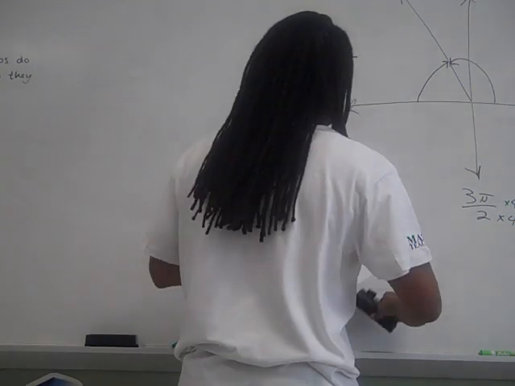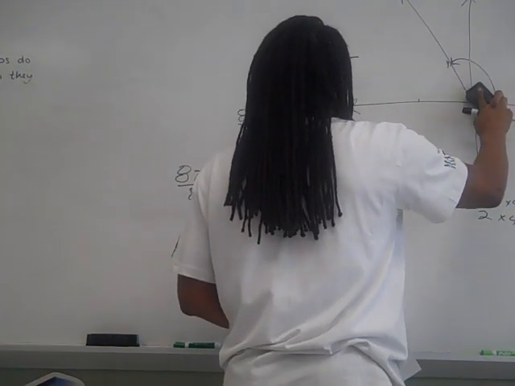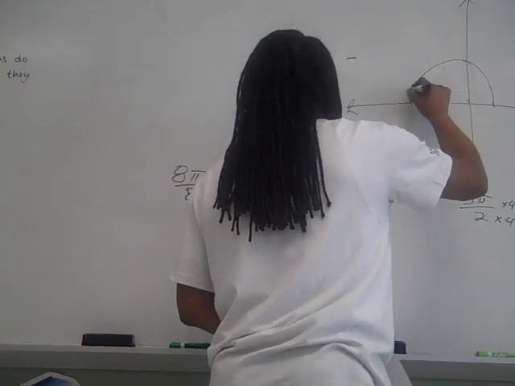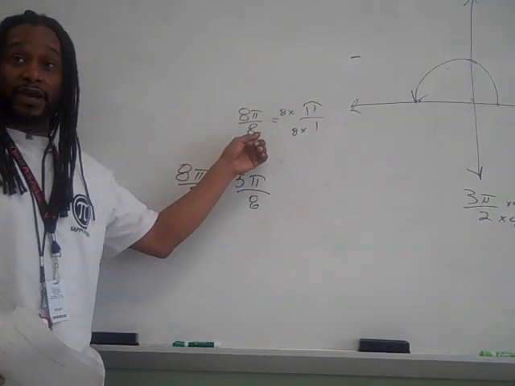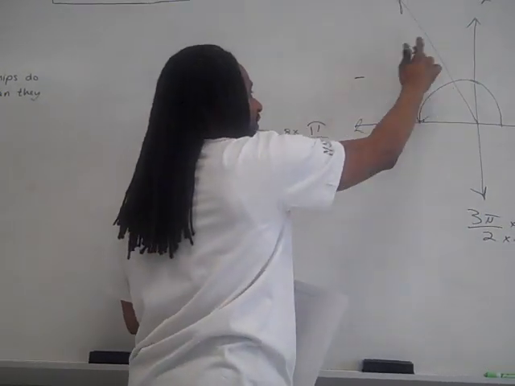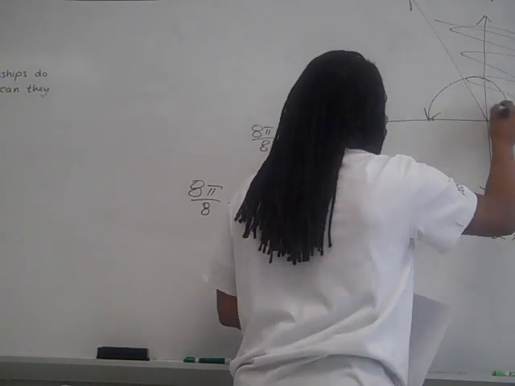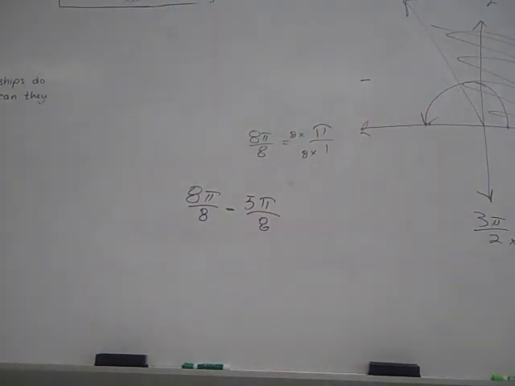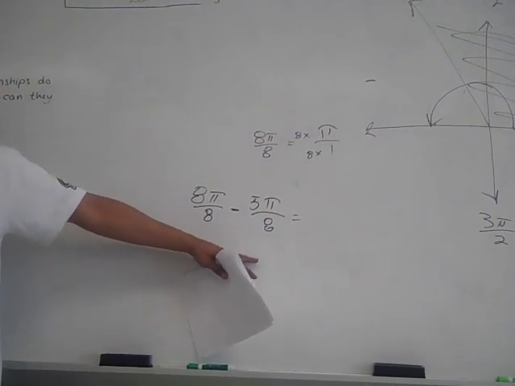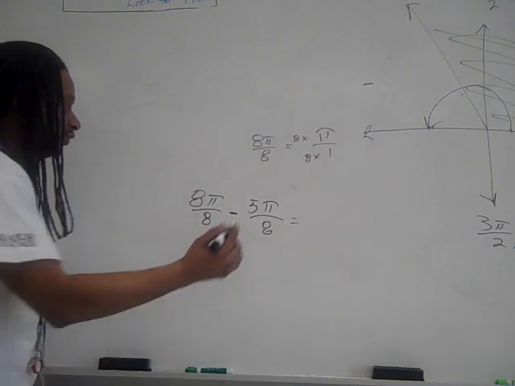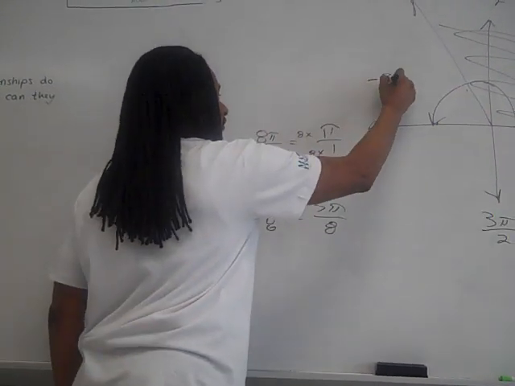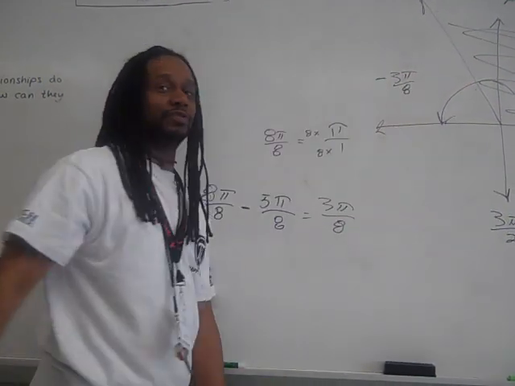This whole thing right here is 8 pi over 8, right? If I want to know what just this piece is, I subtract all of this, which is 5 pi over 8. So now, because I already converted, I don't have to go through conversion because I already did that. So I just know I have, and it's negative. That's how you deal with the radians.